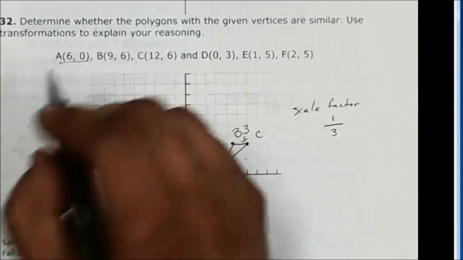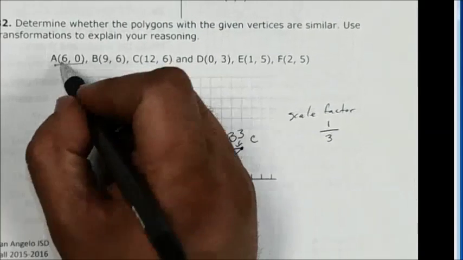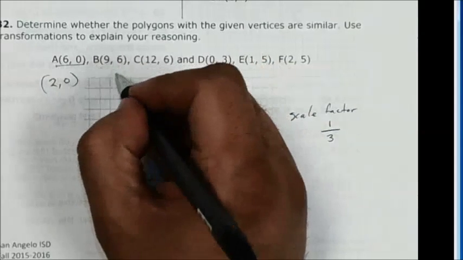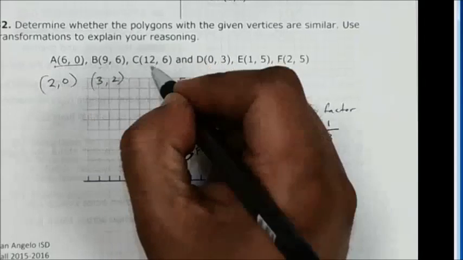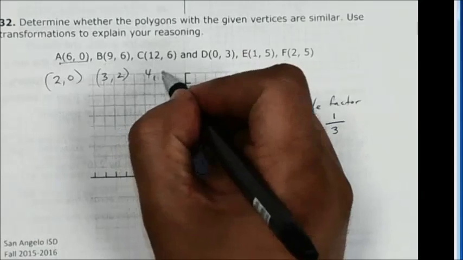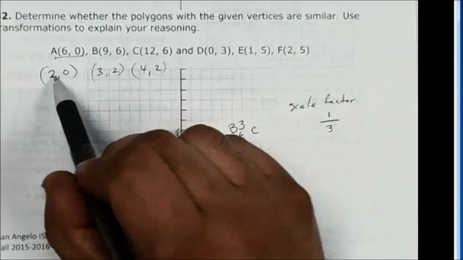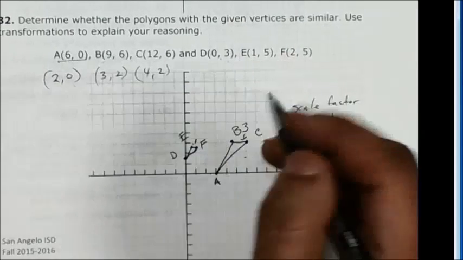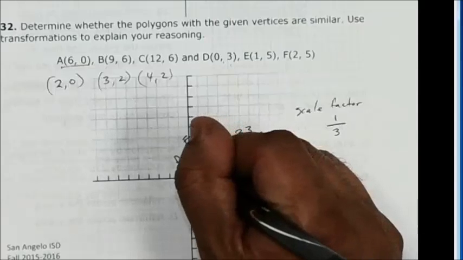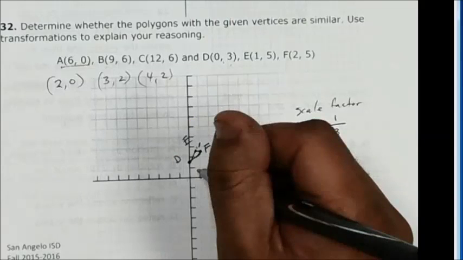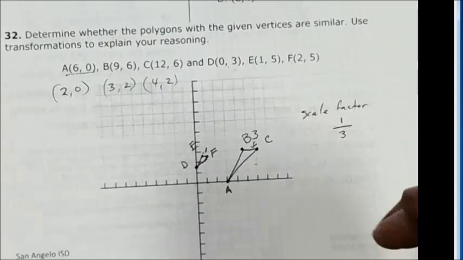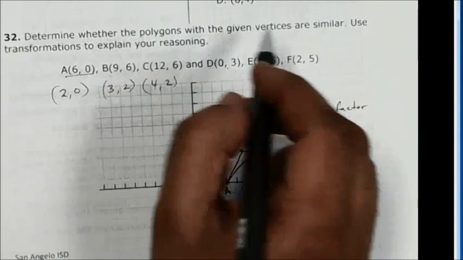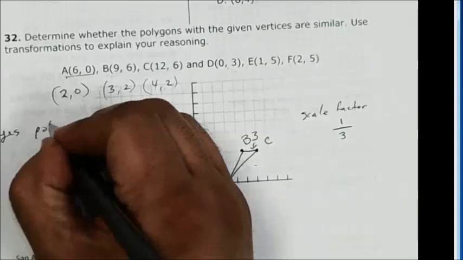So if I look at this and I use my scale factor, I shrink that. If I take 1/3 of 6, it's going to give me 2, 0. 1/3 of 9, 6 is going to give me 3, 2. And then if I divide 12 divided by 3, that's 4, 2. And so if I'm looking at going from 2, 0 to 0, 3, I'm going from 2, 0, and I'm going over 2 and up 1. So this is a determine whether polygons with the given vertices are similar. So yes, polygons are similar.